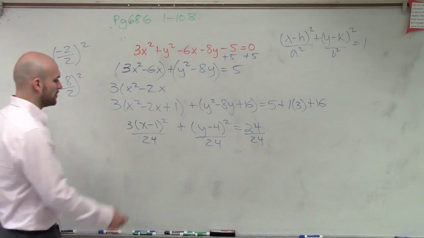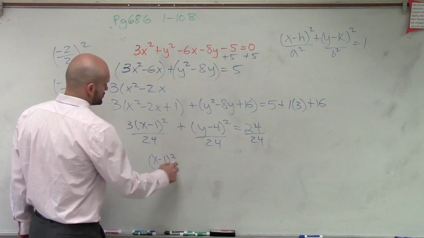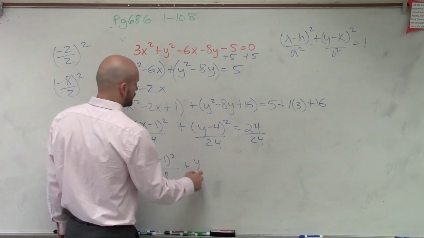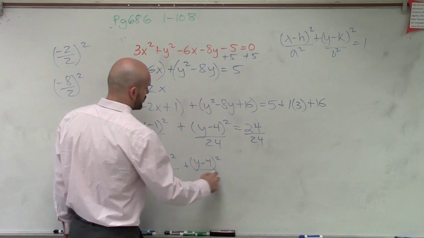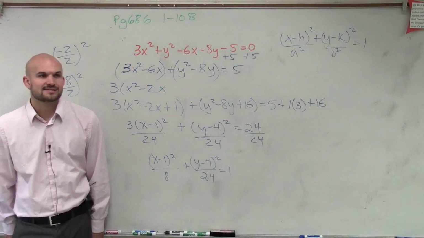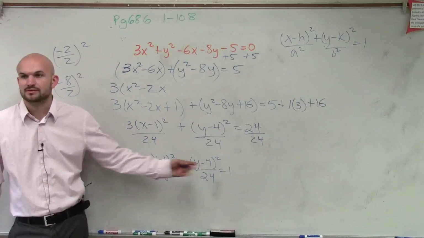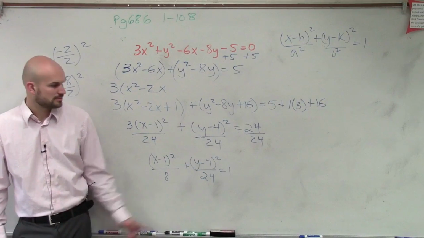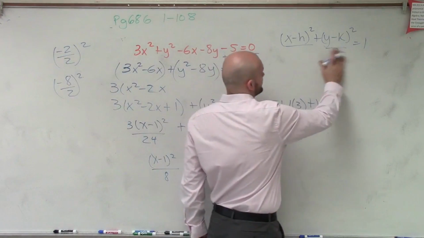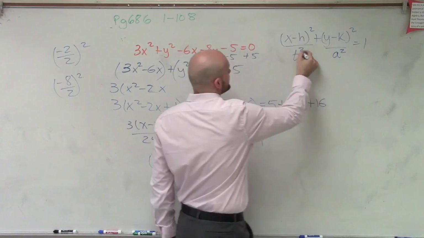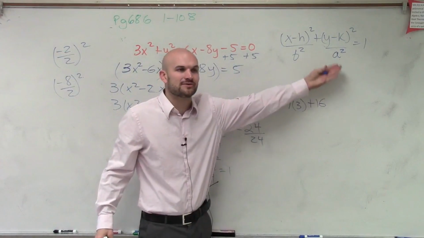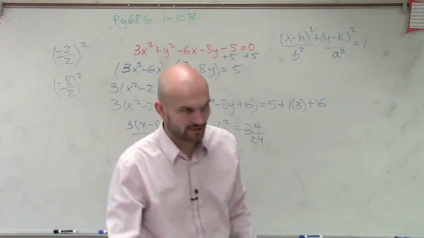OK? Therefore, I get now x minus 1 squared over, this reduces down to 8, plus y minus 4 squared over 24 now equals 1. So now you guys can see, what is the larger of my two denominators? 24 or 8? What's the larger number? 24. So you guys can see that my a squared is going to be under my y, and my b squared is under my x, which now tells you if your a squared, which is your largest term, is under the y, you're now going to have a vertical, right?